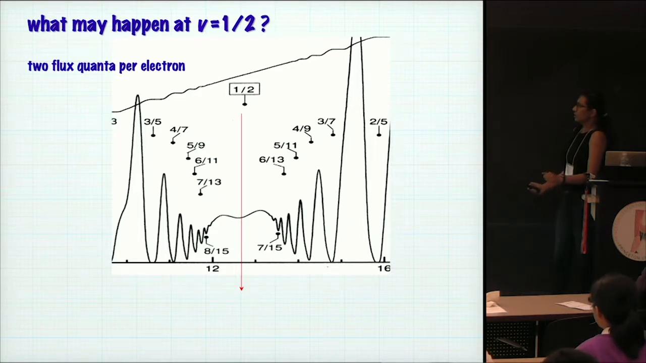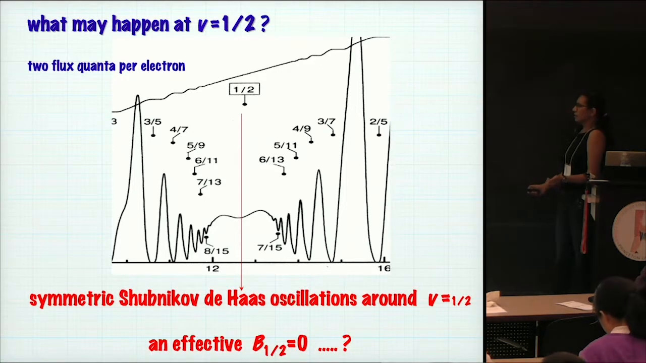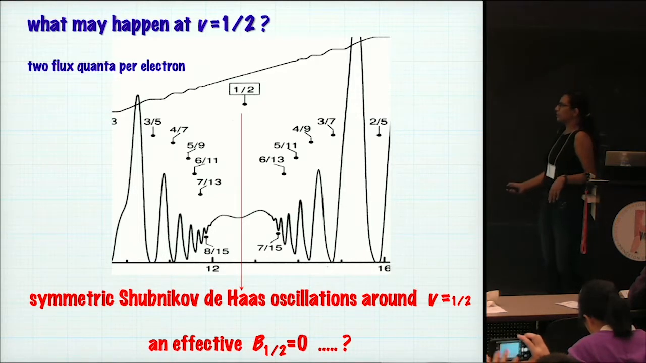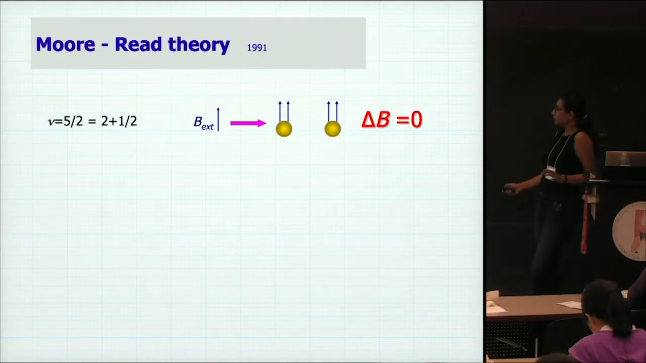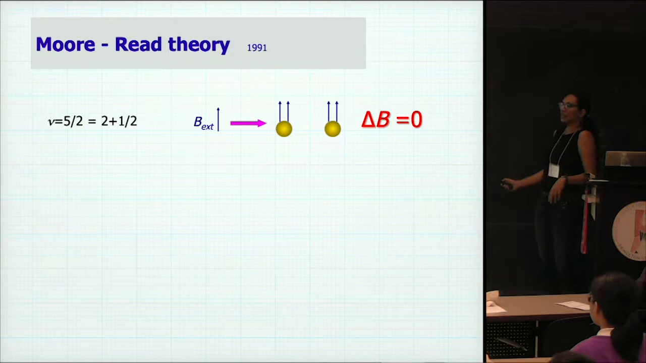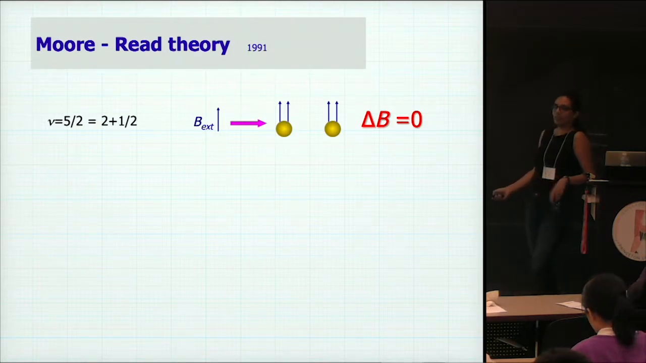So the picture for composite fermion is as if two flux quanta are attached per electron, so that you can effectively put the magnetic field to zero. And this is symmetric, so Shubnikov-de Haas oscillations basically give you the feeling that maybe this effective field here is zero, and that's how particles are behaving. And then Moore and Read came out with this theory of how two composite fermions can have a state similar to a p-wave superconductor, and that can explain this 5 halves gap.